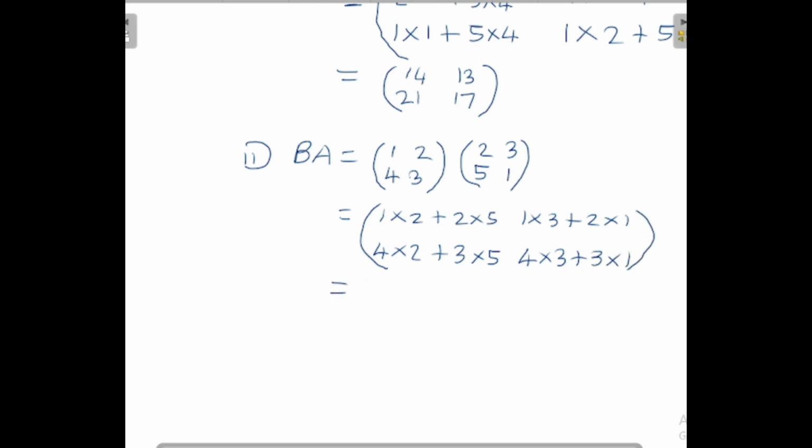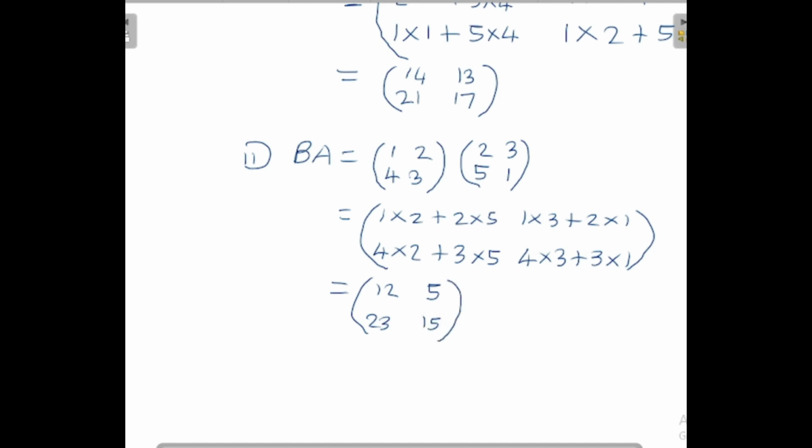So our answer will now look like this. 1 times 2 is 2. 2 times 5 is 10. So definitely this place will be what? 12. Then here 1 times 3 is 3. 3 plus 2 times 1 is 2. So here will be 5. Here will be 4 times 2, 8. 8 plus 15 will give us what? 23. Then here 4 times 3 is 12. 12 plus 2 is what? 15. So that's the solution for this multiplication of matrix.